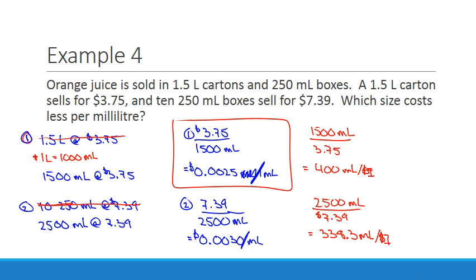Gosh, I made a mistake again. That's kind of crazy how I did that. Anyway, now for the best buy here, you'd want the most milliliters per dollar. So again, you can see that the numbers are different, but the same unit rate would win out. It doesn't matter which way you compare them. You'd get the same answer regardless.